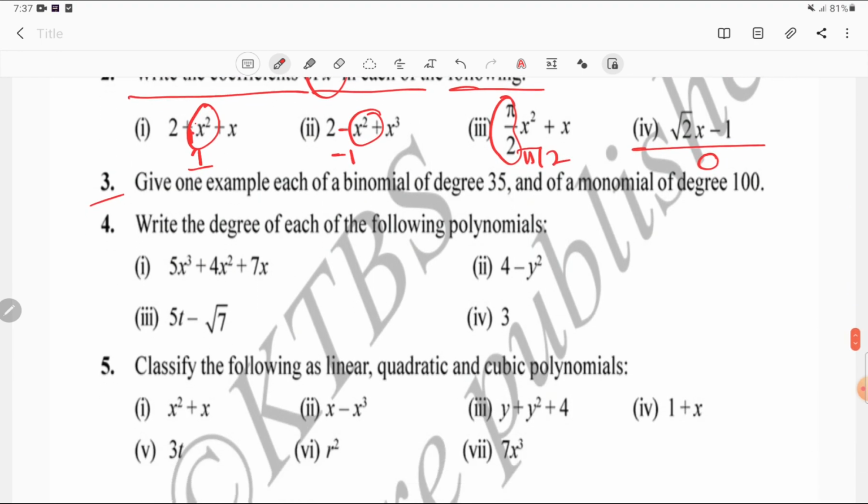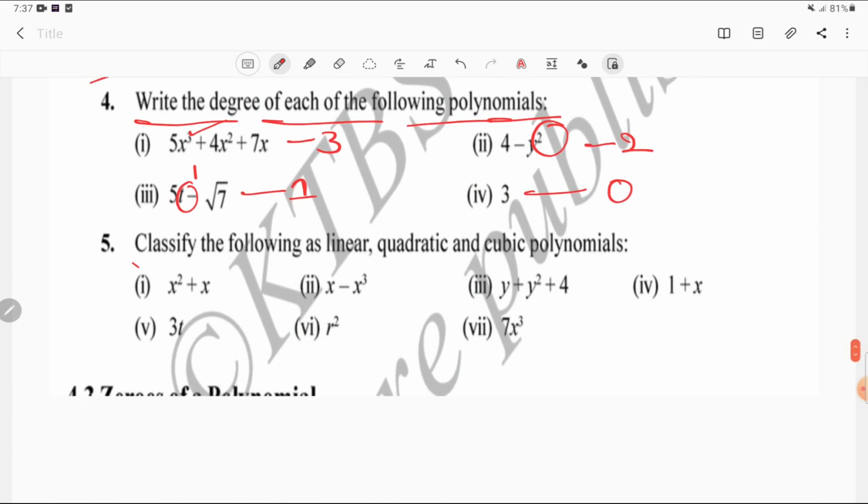So moving to the fourth one. Write the degree of each of the following polynomials. We have to write the degree of the given polynomial. See, the highest exponent here is 3, so its degree is 3. Its highest exponent is 2, its degree is 2. Its highest exponent is 1, the degree is 1. It has no variable, so its degree is 0.